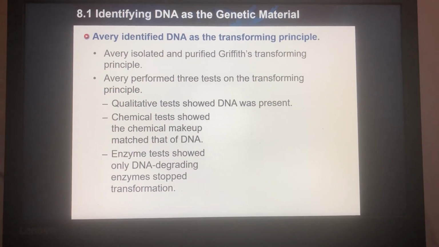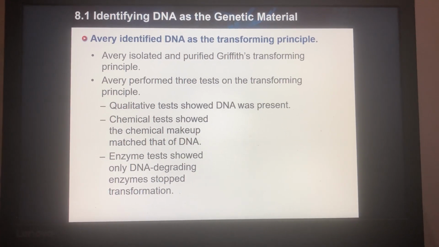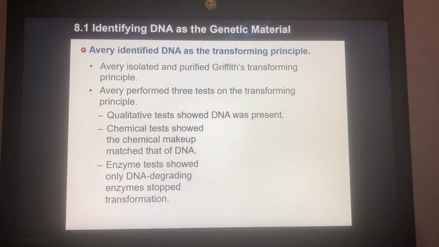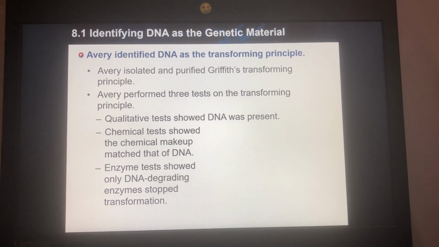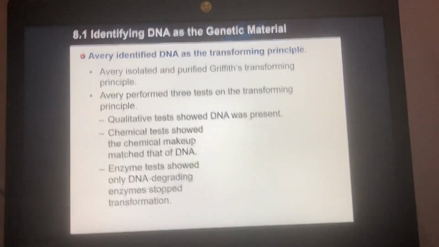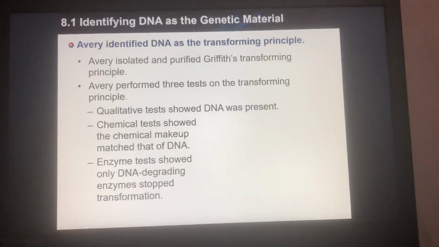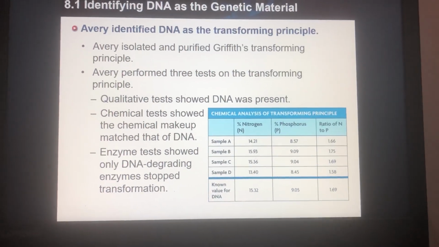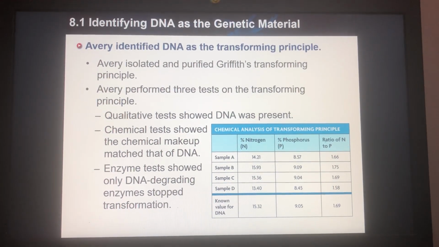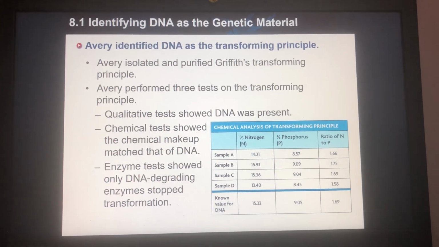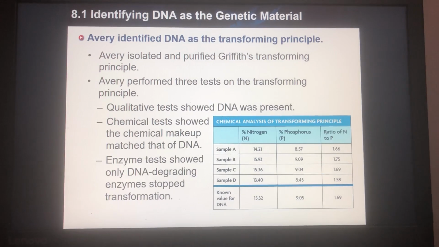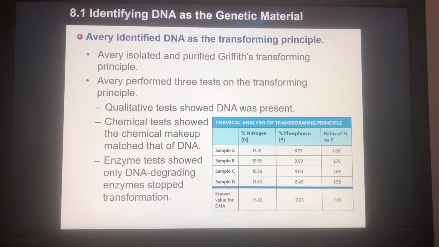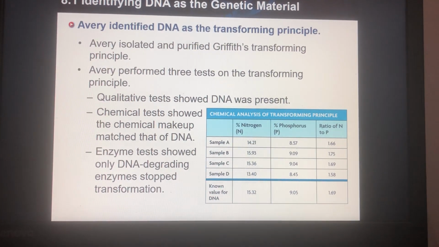Qualitative tests to show whether the DNA was present or not, and he found that there is DNA in the transforming principle. Second, he started to do many chemical tests to find out the chemical makeup of the transforming principle. Will the chemical makeup match proteins? Will the chemical makeup match DNA or carbohydrates or any other matter? But actually, he found that the transforming principle's chemical makeup matched the DNA.